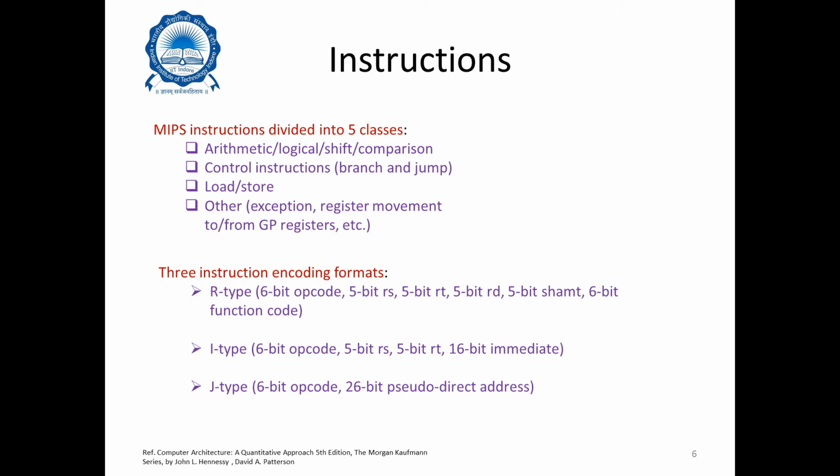So these are different types. And the third type is J-type. J-type has a 6-bit opcode and a 26-bit pseudo-direct address. So we put a pseudo-direct address in that 26-bit field. It's an address field and an opcode field that we have here, and that is again quite different from I-type and R-type.